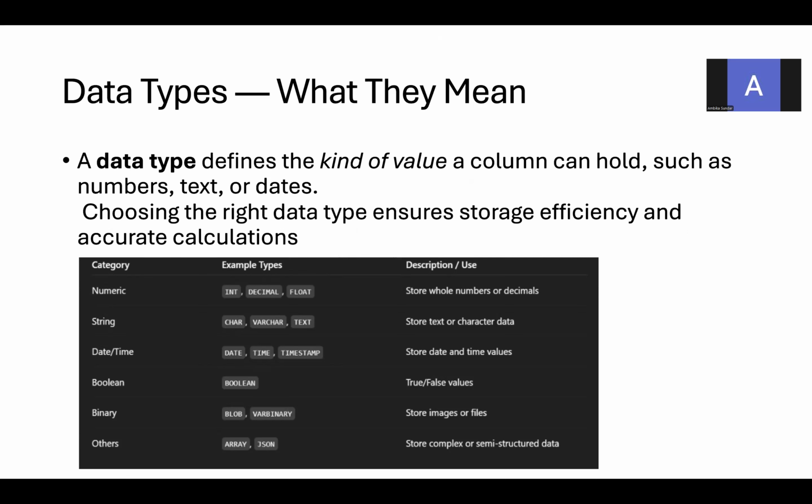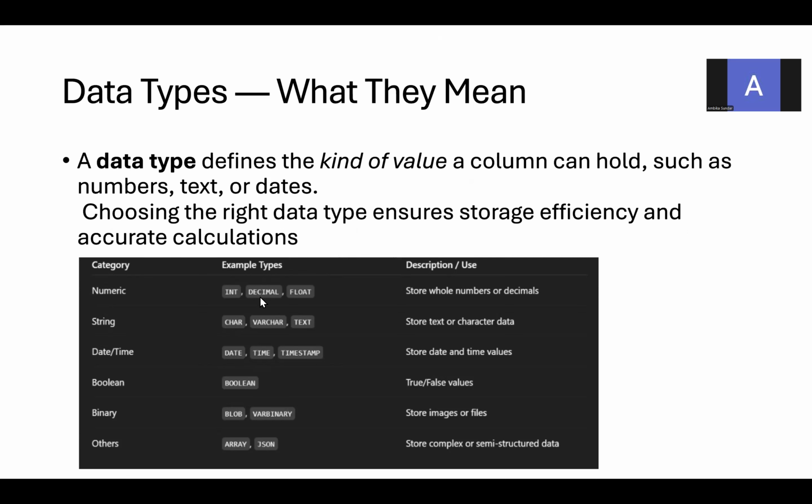Choosing the right data type ensures storage efficiency and accurate calculations. You have to choose the right data type for your column. That determines effective storage efficiency and accurate calculations. If it is a name column, that should be supported by varchar. If it is an age, that should be supported by numeric. If it is marks, that should be supported by numeric. You should be very specific on these columns' data types. This is going to take care of the storage efficiency and accurate calculation of the data.